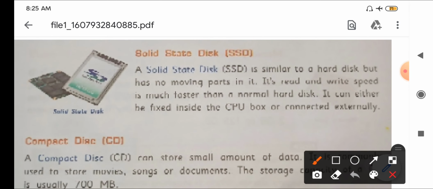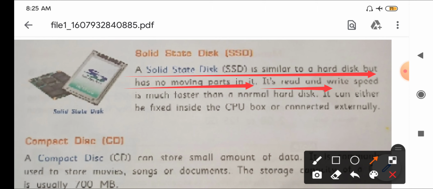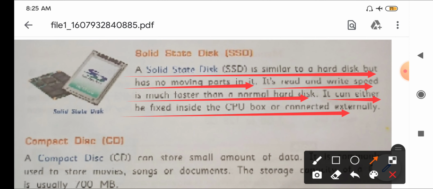Now we'll see the next one, that is the solid state disk. A solid state disk is similar to a hard disk but has no moving parts in it. Its read and write speed is much faster than a normal hard disk. It can either be fixed inside the CPU box or connected externally. You can see this one is a solid state disk, similar to a hard disk but with no moving parts.